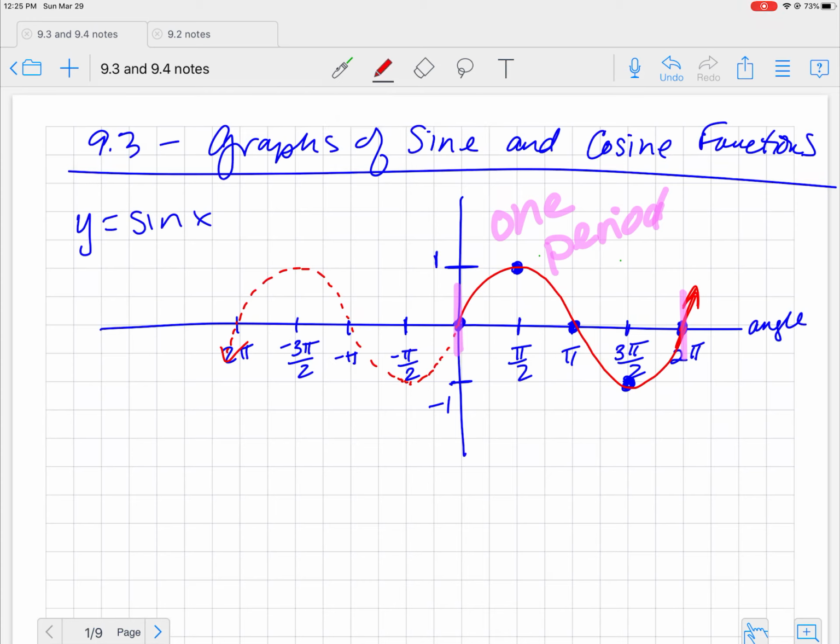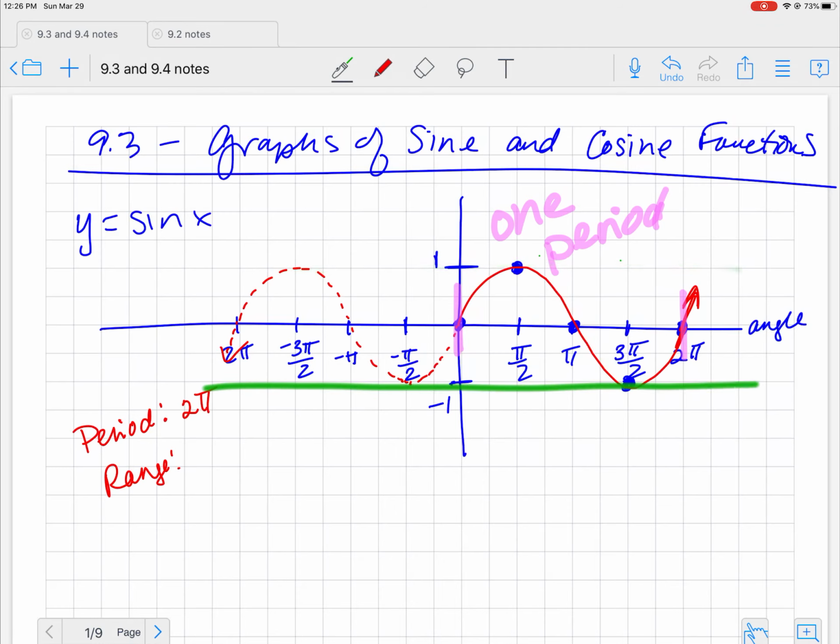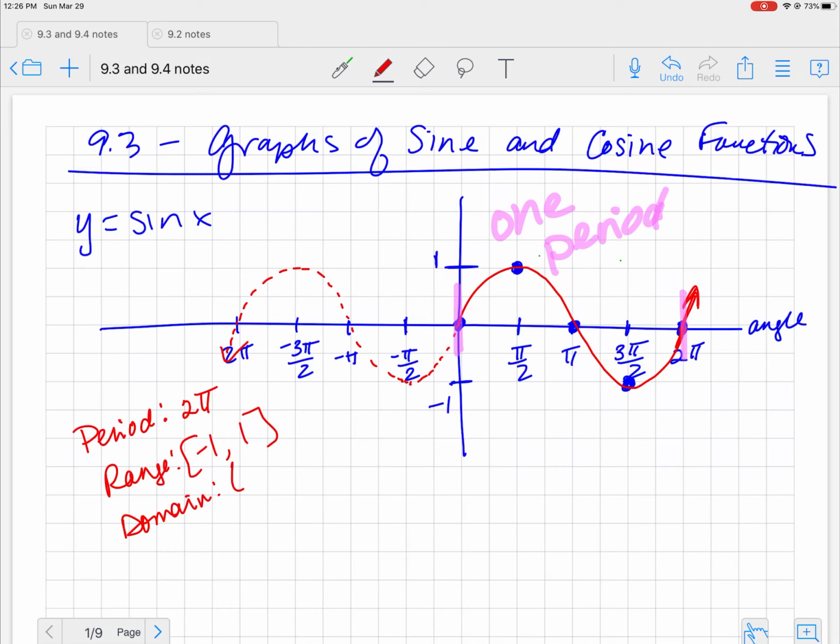I can keep going to have another period. Keep going this way to have another period. It just keeps going on and on forever. So if we throw out some important features of sine, I know that one period of sine here is going to be 2 pi. I also know that my range is going to go from what to what? What's my high value and my low value? Yeah, so my range is going to go from -1 to 1. Good. It just keeps bouncing back and forth between the ones. And it is included because I have an actual value there at 1 and -1.